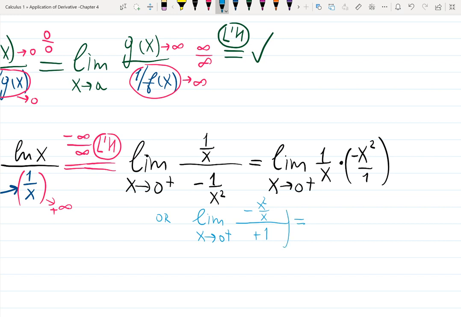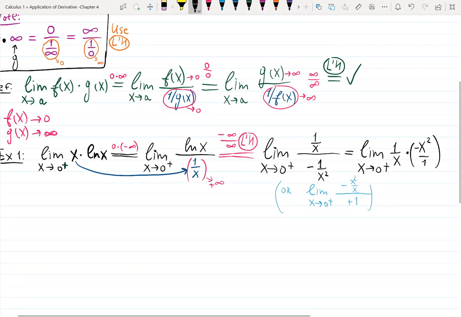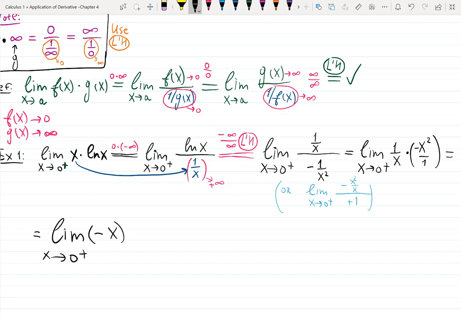So 2 ways to see the situation. In both cases, when you simplify, you will have limit as x approaches 0 from the right, and then I will have negative x squared over x gives me just x. Well, in this case, x approaches 0, the answer is 0.